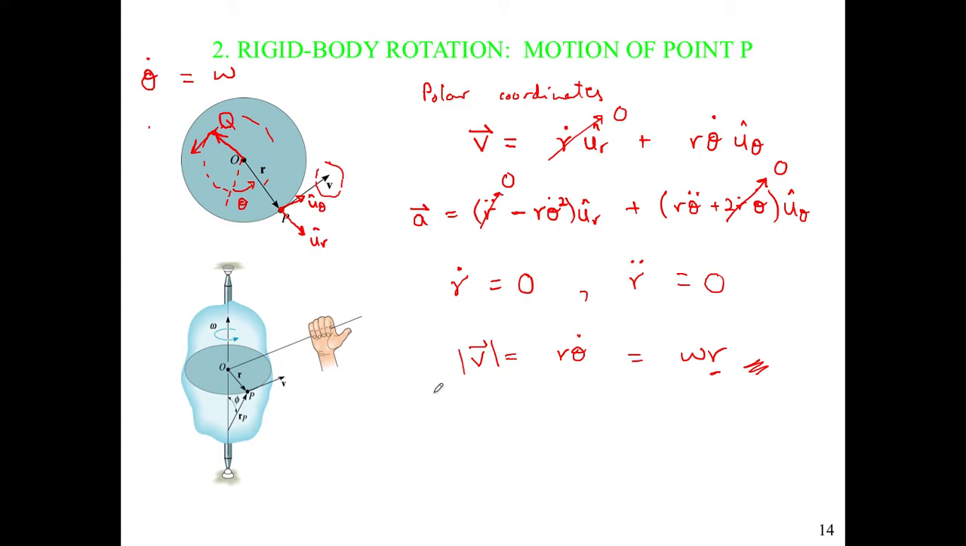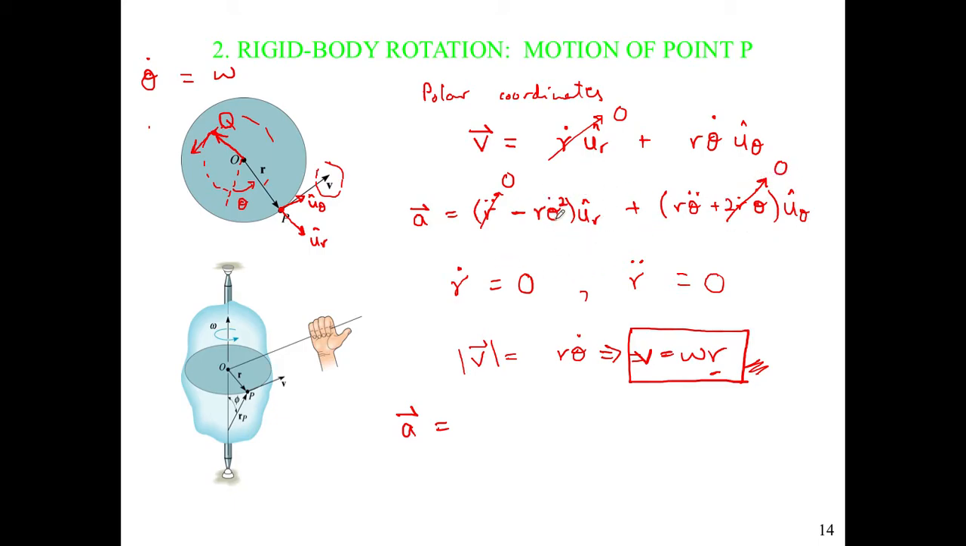Perfect. So we figured out the velocity for a particle. The magnitude of velocity is just equal to omega times r. Now let's see what happened to the acceleration. For acceleration, I'm going to keep my vector form. Why? Because there are actually still two components of it.